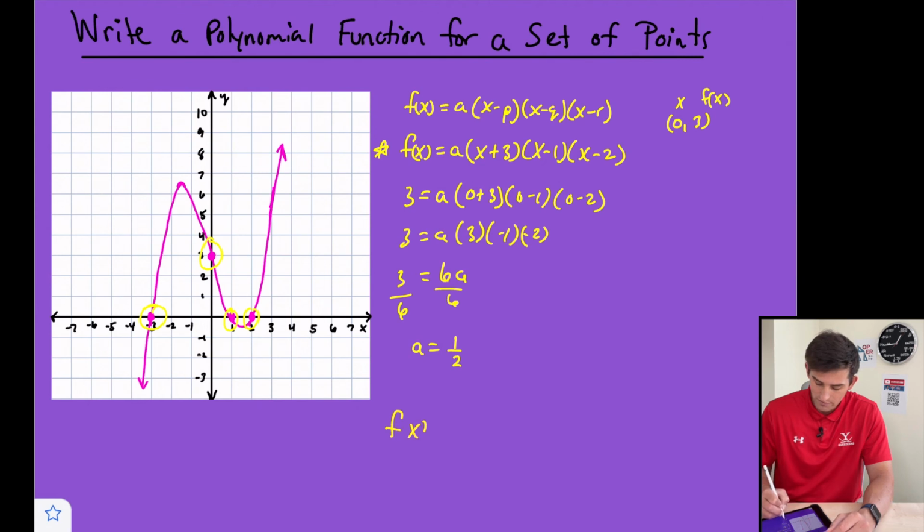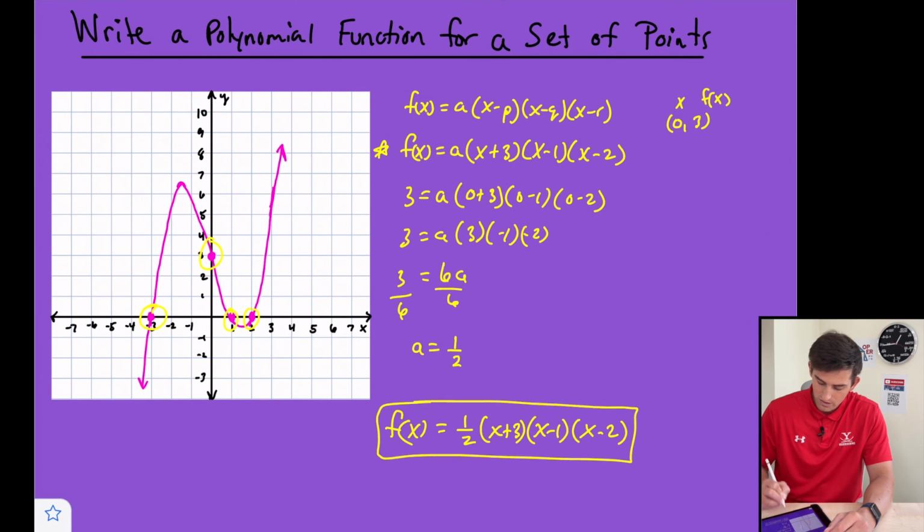So this would be f of x is equal to 1/2 times x plus 3 times the quantity x minus 1 times the quantity x minus 2. And that would be how we can write a polynomial function for a set of points.